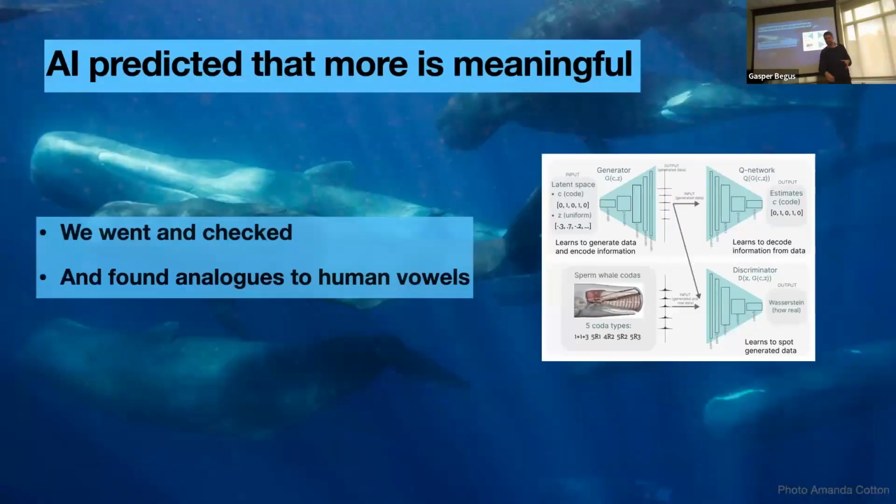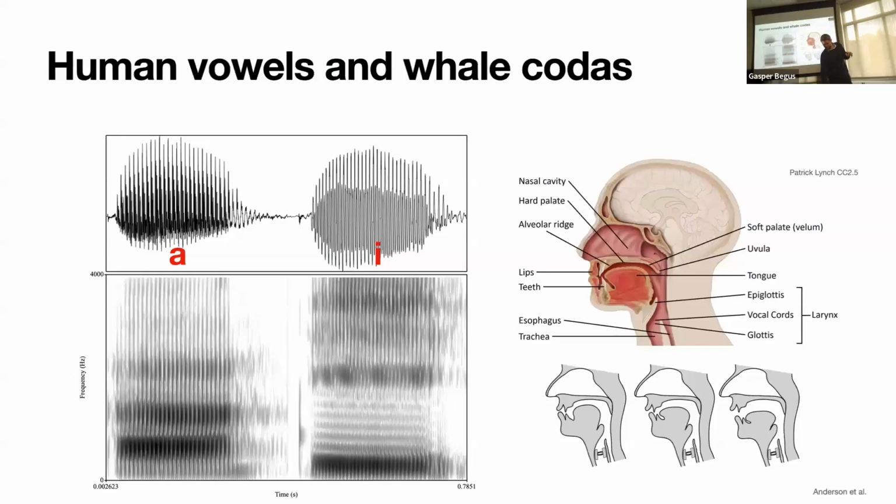So we went and checked, and actually we found that there are very structured and interesting patterns that are analogous to human vowels in these communication systems. So how do we say A and E? How do we say the different vowels? When I say an A, I open my jaw, and when I say an E, I close my jaw more. Basically, I'm changing the resonant body, which is my vocal tract. My vocal folds are producing vibration.